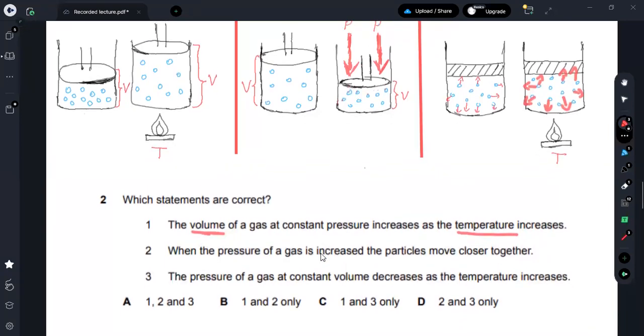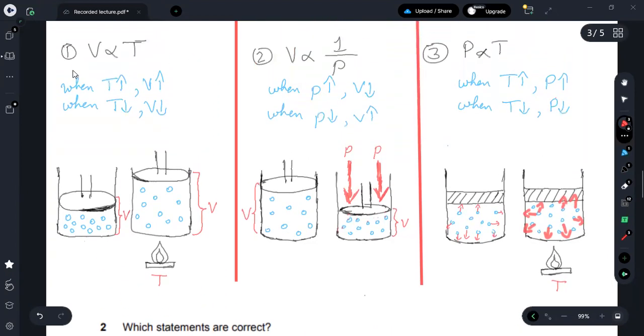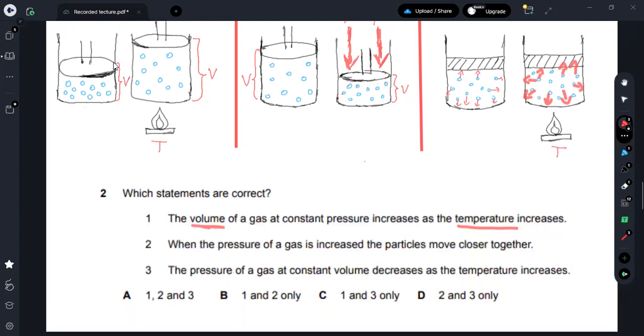The third variable is kept constant. So they are saying that when the temperature increases, the volume increases. We have to see if this is true. As depicted by the diagram over here, when the temperature increases, the volume of the gas increases, and we also showed it over here in this relationship. So therefore, statement number one is correct.